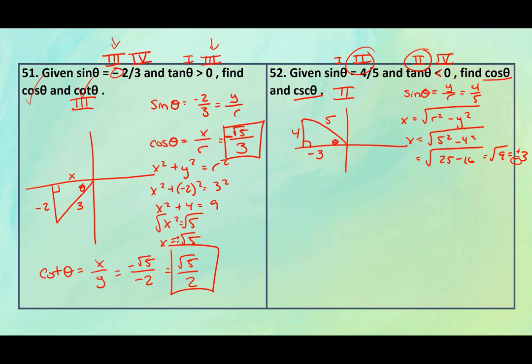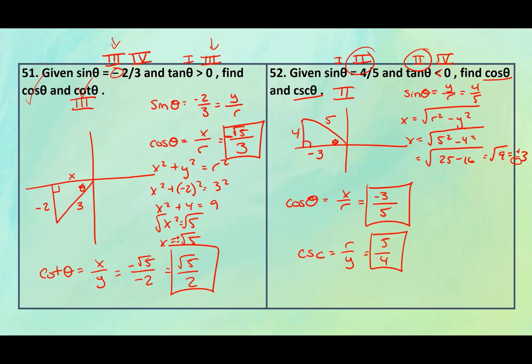That's fine with me. So first thing we need to do is find cosine, which is x over r. And x, in this case, is negative 3, and r is 5. So cosine is negative 3/5. Cosecant is r over y. Okay, so r is 5 and y is 4. So cosecant is going to be 5/4.